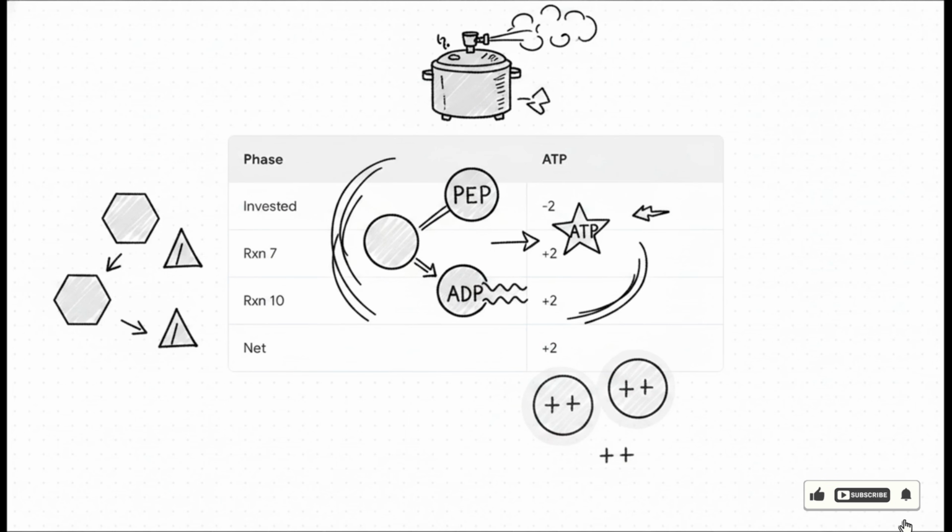And because our original glucose was split into 2 3-carbon molecules way back when, this reaction happens twice per glucose. Let's check the ledger. We spent 2 ATP initially, we gained 2 back at reaction 7, and now we gain 2 more right here at reaction 10. Boom! We have finally achieved a net profit of 2 ATPs for the entire pathway. And pyruvate is our normal end product here under aerobic conditions.